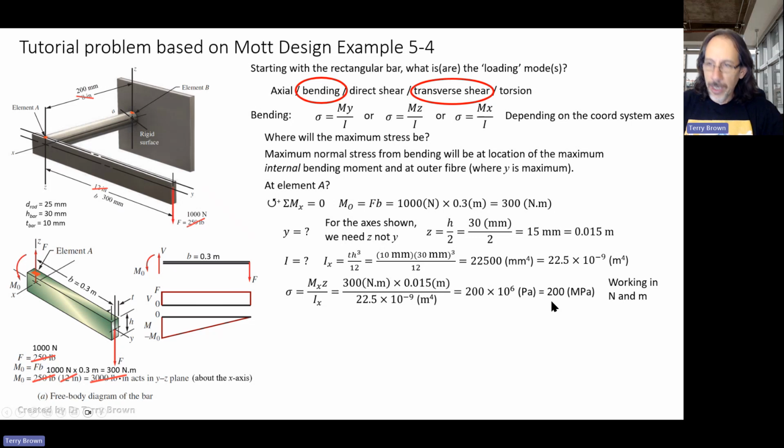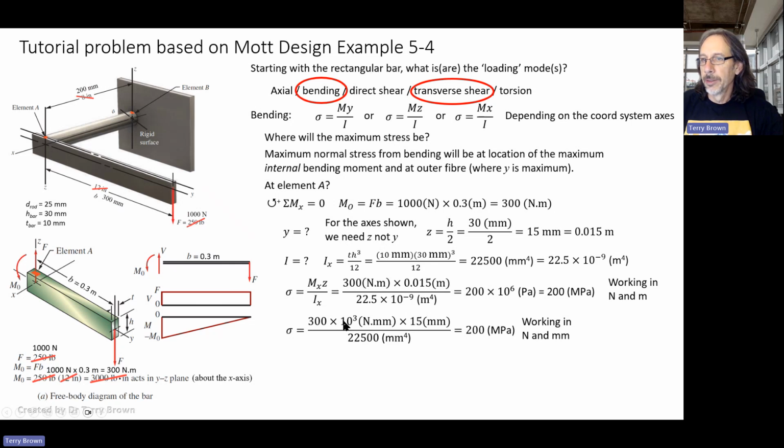We can also work in newtons and millimeters, so have a go at doing that. Hopefully you've done that, and you can see if we work in newtons and millimeters, we use newton-millimeters for our moment, millimeters for our distance from the neutral axis to the outer fiber, divided by millimeters to the fourth. Millimeters times millimeters becomes millimeters squared over millimeters to the fourth, so we get newtons per millimeter squared, and our answer comes out in megapascals.